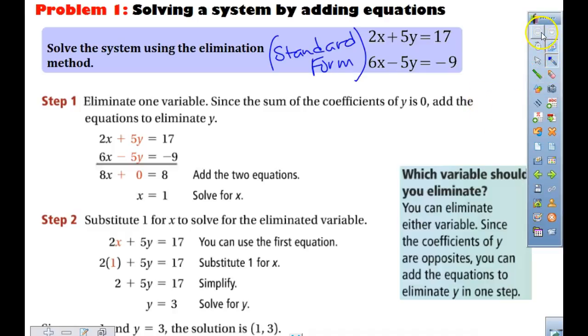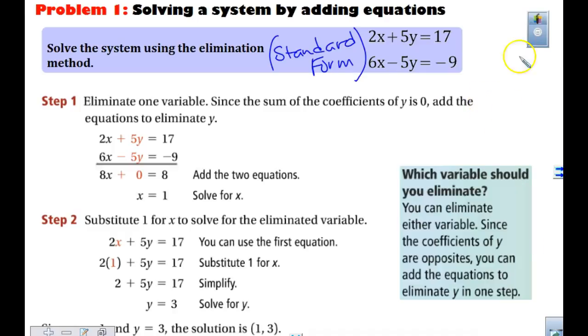When we did substitution, we were trying to get one variable equal to something. So both of these equations are in standard form, and we line up the x's and we line up the y's. And what do you notice as we line up the y's is that in front of the y's they have opposite signs and the same coefficient. So they have 5, but the signs are positive and negative, so one's a positive 5 for the coefficient, the other one's a negative 5. If we add those together, it gives us 0. And so now we are just simply adding our two equations. So 6x plus 2x gives us 8x. 17 plus -9 gives me 8, and x equals 1.